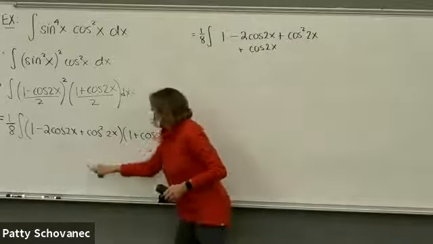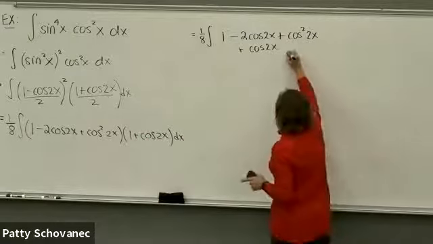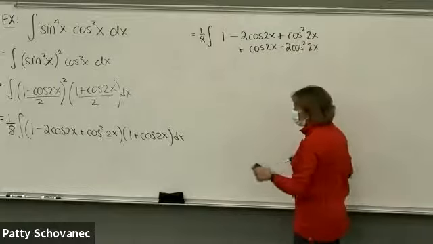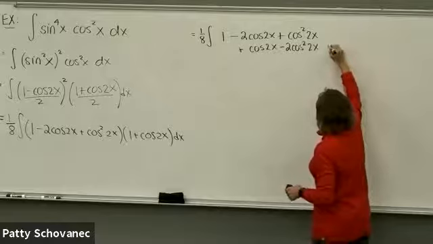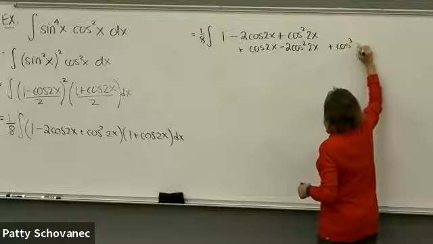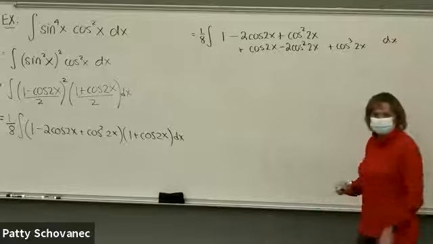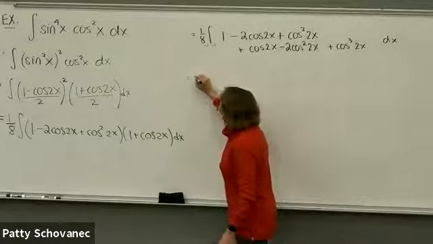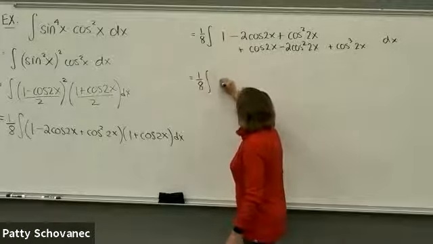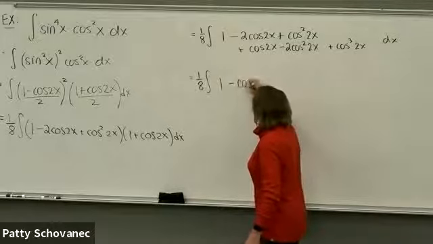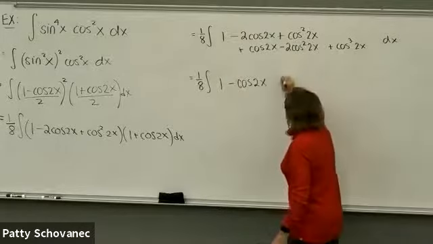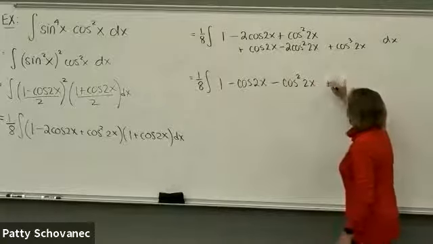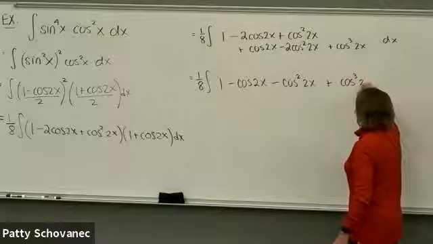Cosine of 2x times that gives me negative 2 cosine squared of 2x. And then I'm going to have plus cosine cubed of 2x. Now let's put our like terms together. I'm going to have 1 minus the cosine of 2x minus the cosine squared of 2x plus the cosine cubed of 2x.